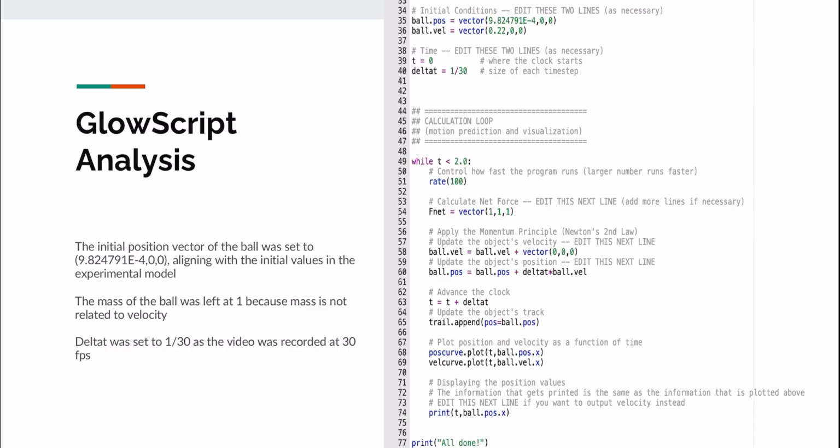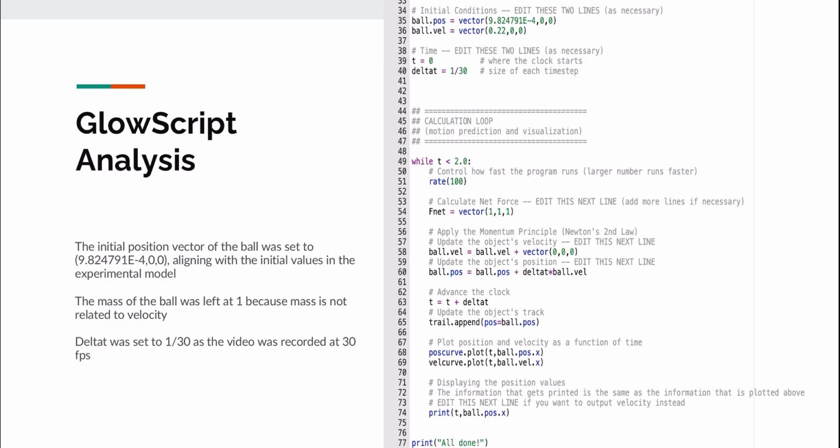Moving on to my GlowScript analysis, I created a computational model using GlowScript. In the provided code template, a ball was used to represent the baseball in the observational experiment. In the code, I left the mass of the ball as 1 because mass does not impact velocity and is canceled out when dividing the momentum update formula by mass.